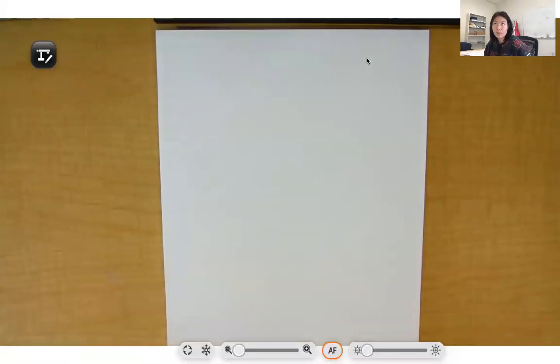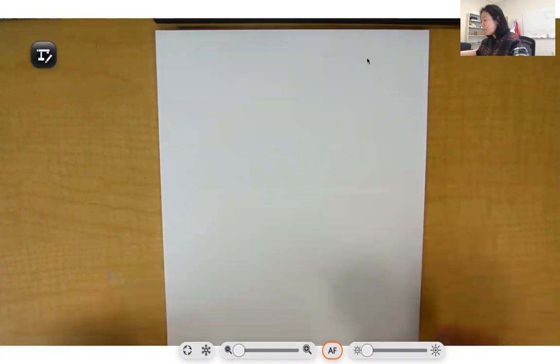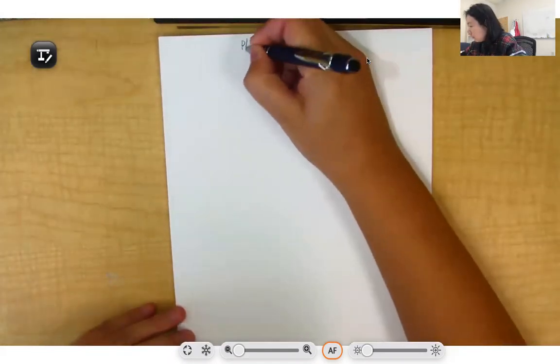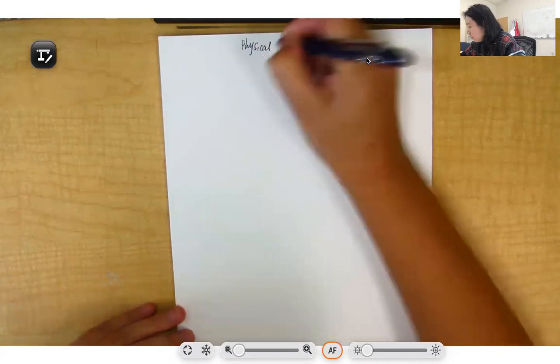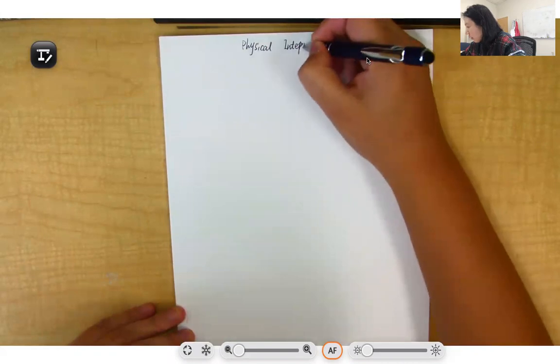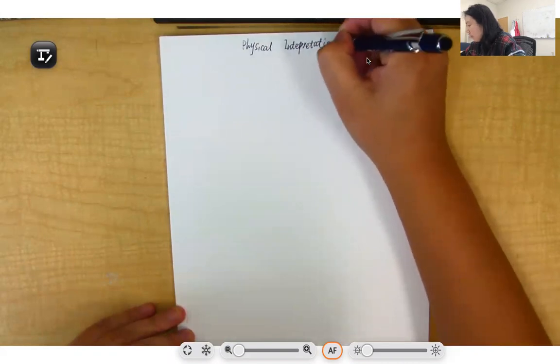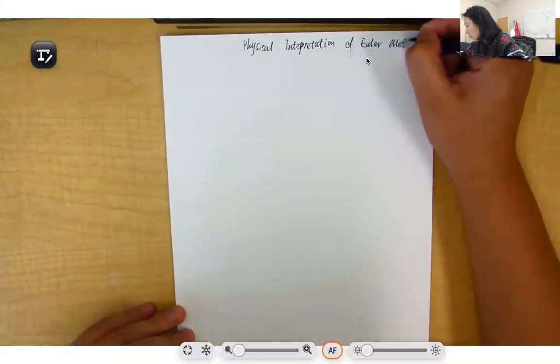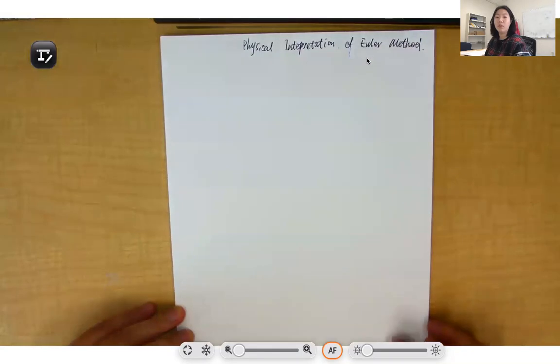So we will talk about the interpretation of the physical meaning of Euler's method first, and then make an example of Euler's method using real numbers. Okay, so the physical interpretation of Euler's method.